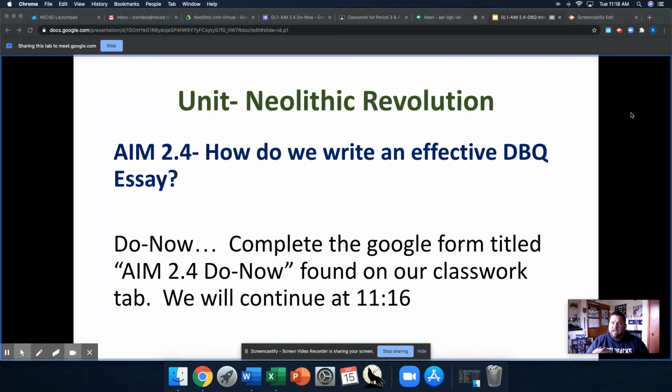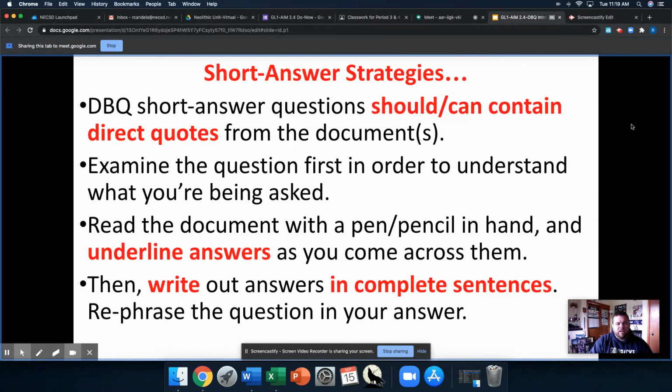So before I ask you to just go ahead and write me an essay, I would like to go over what an effective DBQ essay looks like, what the important components are, and what our understanding of those things is. So that's what we're going to take a look at today. So, first slide.